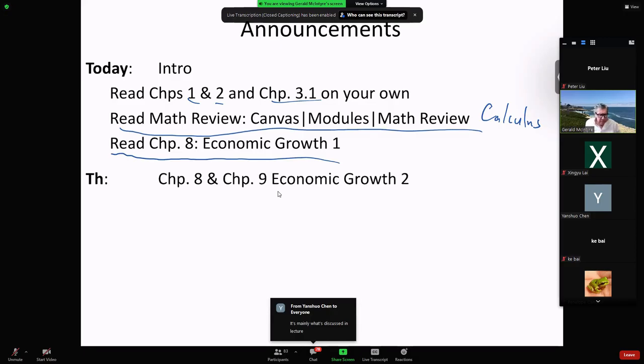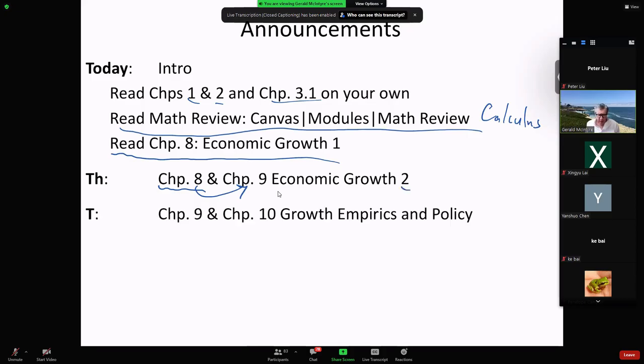Okay, then Thursday. Well, we will certainly continue with chapter 8, and then very likely push on into chapter 9, the first part of chapter 9, economic growth, part 2. And then next Tuesday, in our lecture, we'll probably finish chapter 9 and then push into chapter 10, growth, empirics, and policy.